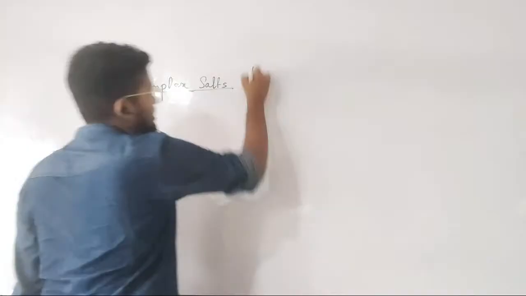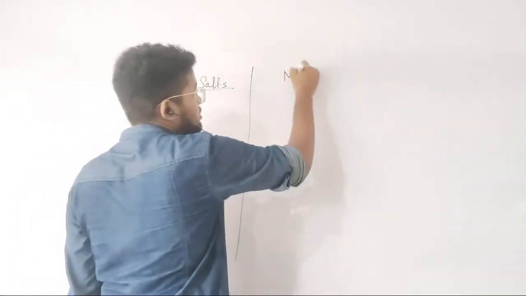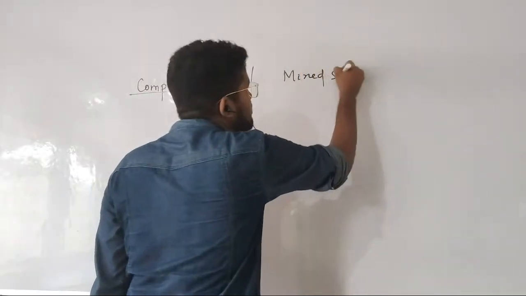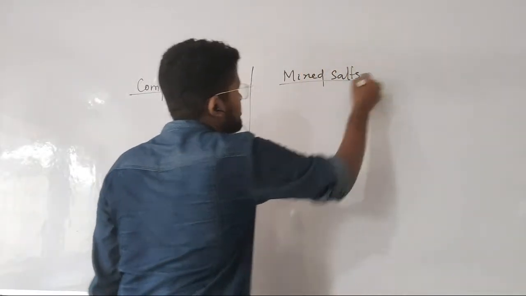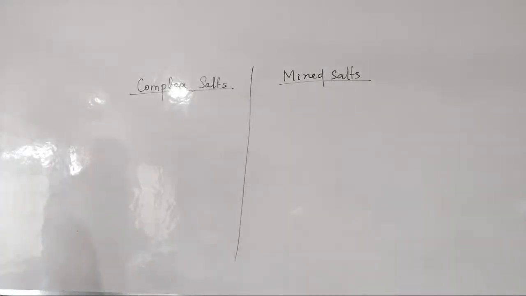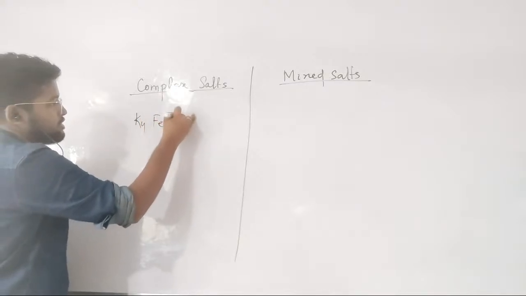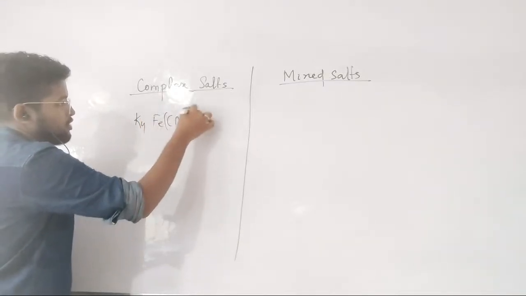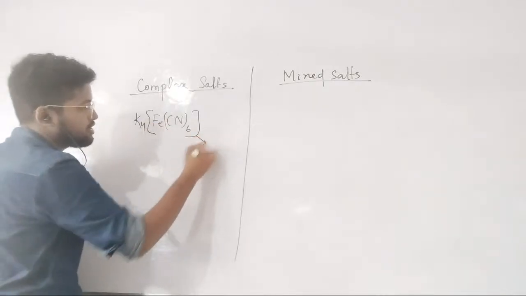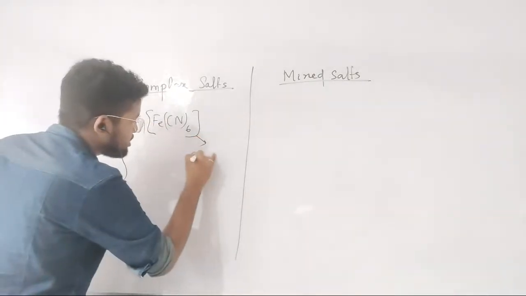So, complex salt and mixed salt. Sometimes in your board exams they will ask the difference between these two, and you can write that difference also. I will not write down all the points; you can write them from your reference books. Complex salts are coordination compounds, for example K4[Fe(CN)6]. Here, the square bracket means the coordination sphere, as we discussed.